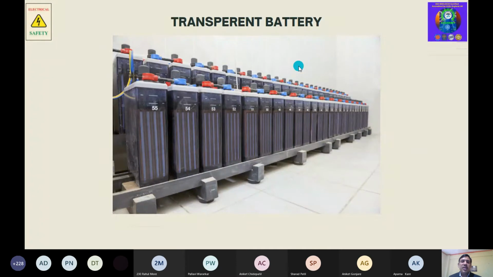These are transparent batteries. You can even monitor the internal condition of your battery, as glass type containers are provided for this. You can see inside the battery, so visually you can also see its internal condition.